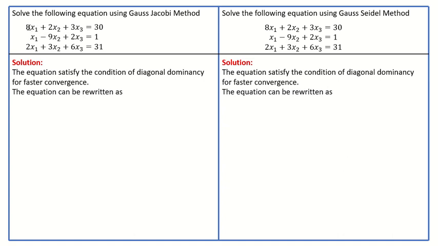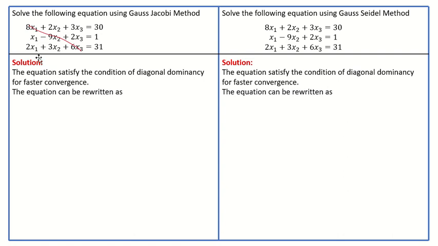Looking at the first equation, the coefficient of x1 is 8. When compared to the other two coefficients of x2 and x3, it is more. So 8 leads the other two, and since it is the first equation and it is in the first position, if I draw the check diagonal like this, then this will be the diagonal.